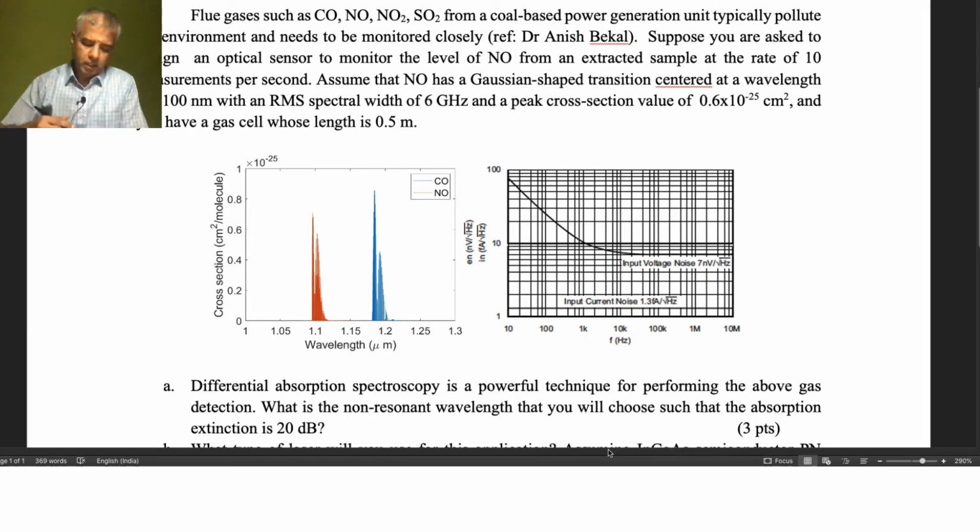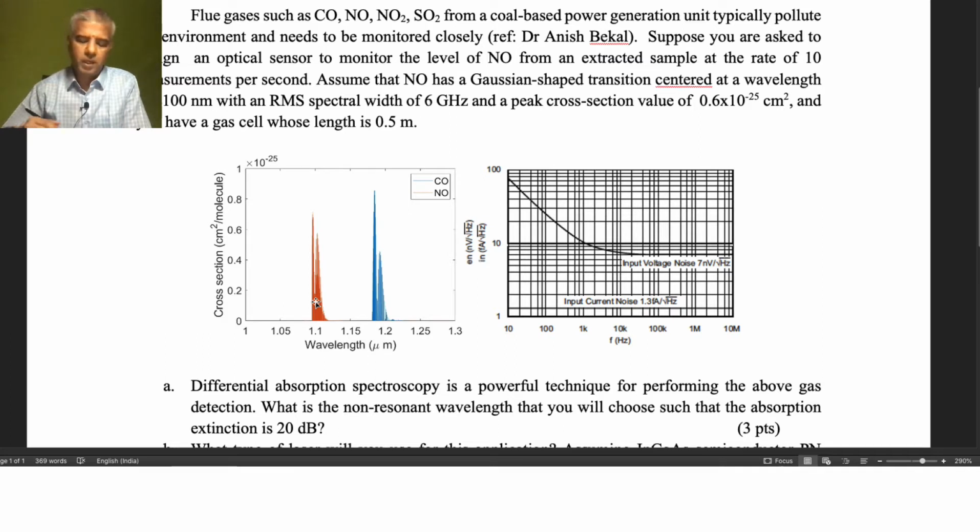So the absorption cross section of NO is given in this plot. This is basically the transition cross section as a function of wavelength for both NO and CO, but NO corresponds to these transitions over here. There are multiple transitions in that region.